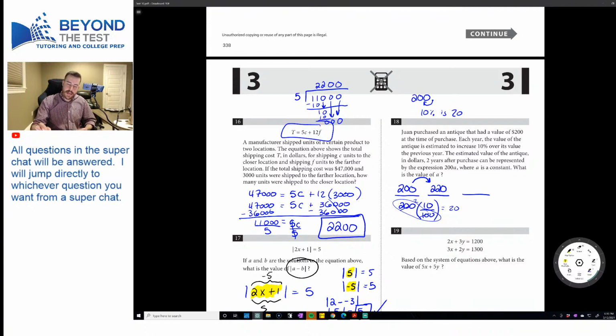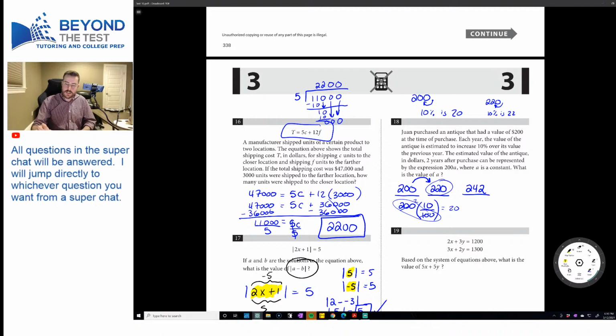Now we got to do this again. I need to take 10% of this. So I'm just going to use my decimal trick here. If we had 220, 10%, I move the decimal over once, would be 22. So 10% is 22. So if I increase that by 10%, I increase it by 22, this becomes 242 here. So this is going to be the value in 2 years.